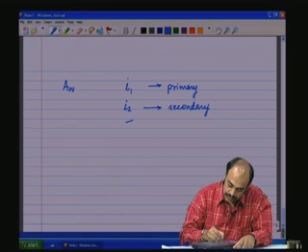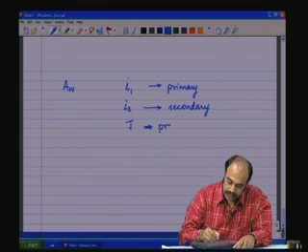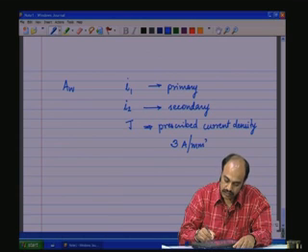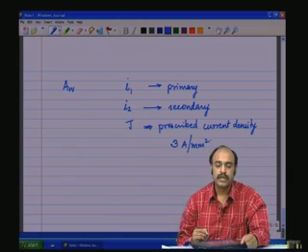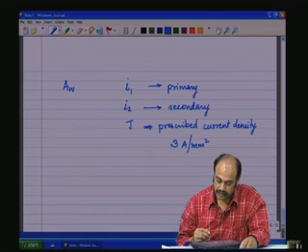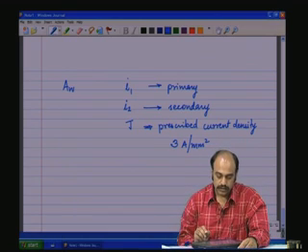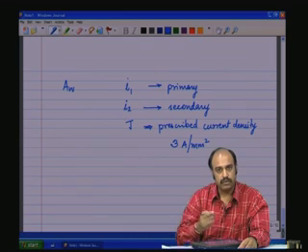and let us say that J is the prescribed or the recommended current density that can be allowed in the copper. Normally, this is around 3 amps per mm square. This is a typical value. It can vary from design to design, power rating to power rating, but 3 amp per mm square is a typical value that one can expect in the copper wires of the transformer.